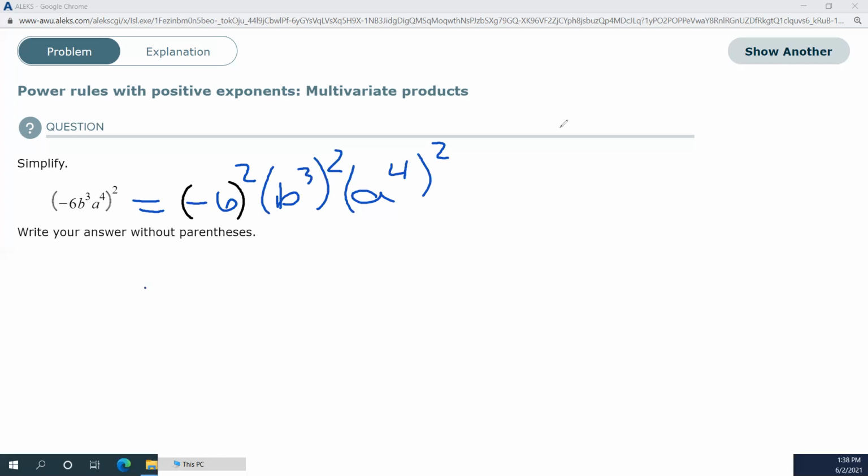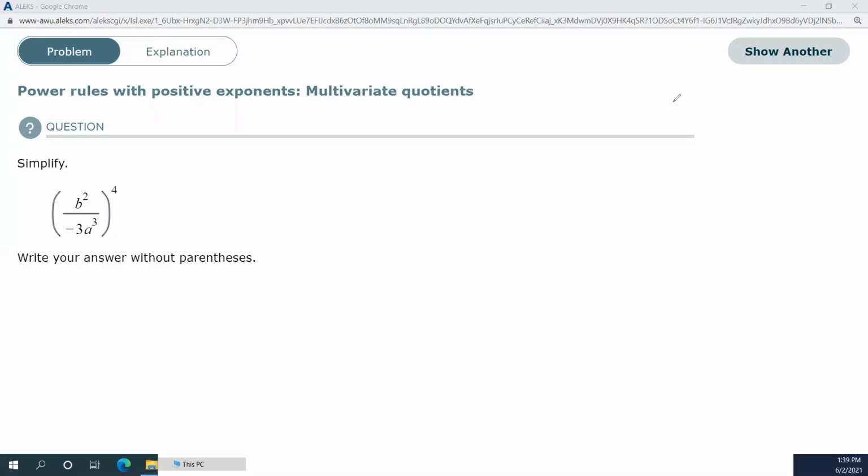Okay, so negative 6 squared, that's 36, positive. And then a power to a power means I multiply them. And that is all for that one. Okay, now on this one, same thing, except now there's some division in there, so not a big deal. So we'll say b squared to the 4th. Everything in the parentheses gets hit by that 4th power.